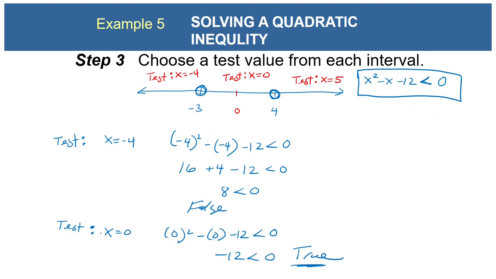our inequality. So I'm going to shade between negative 3 and 4. Anything that I choose between negative 3 and 4 will satisfy my inequality. It will be true.